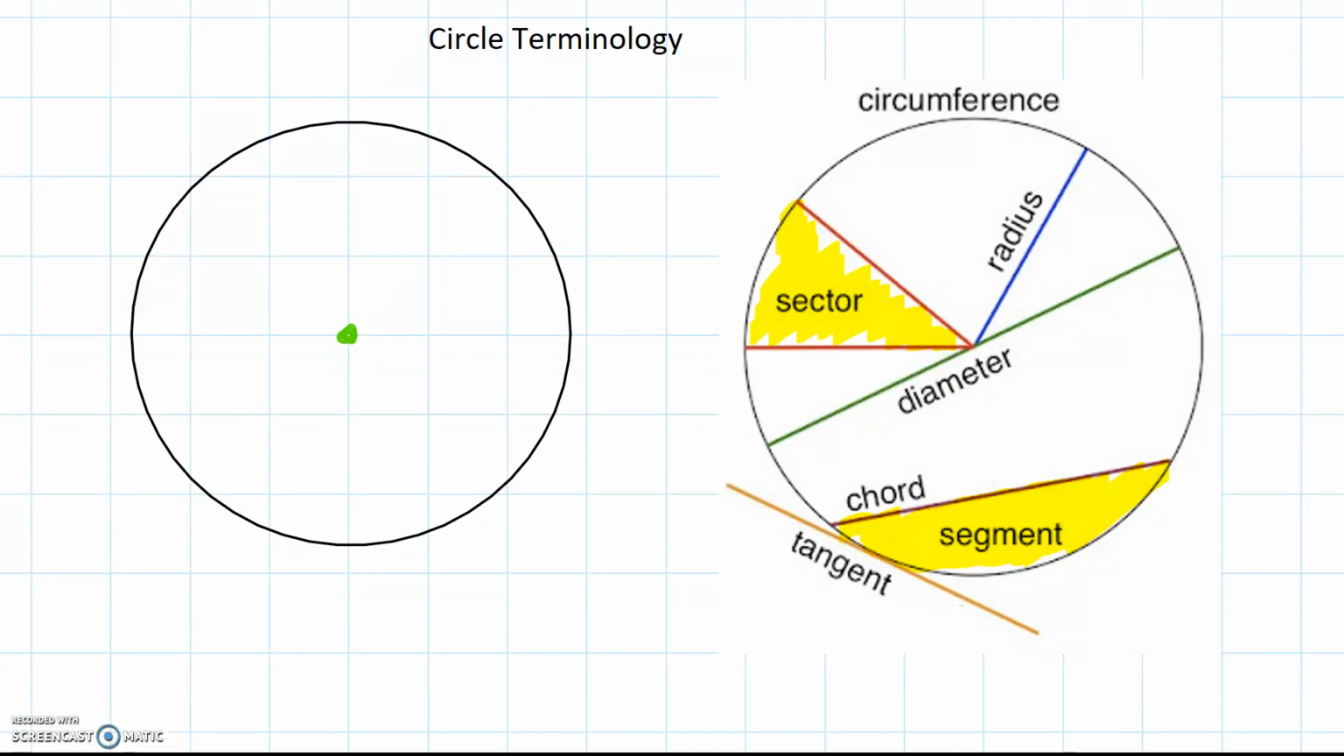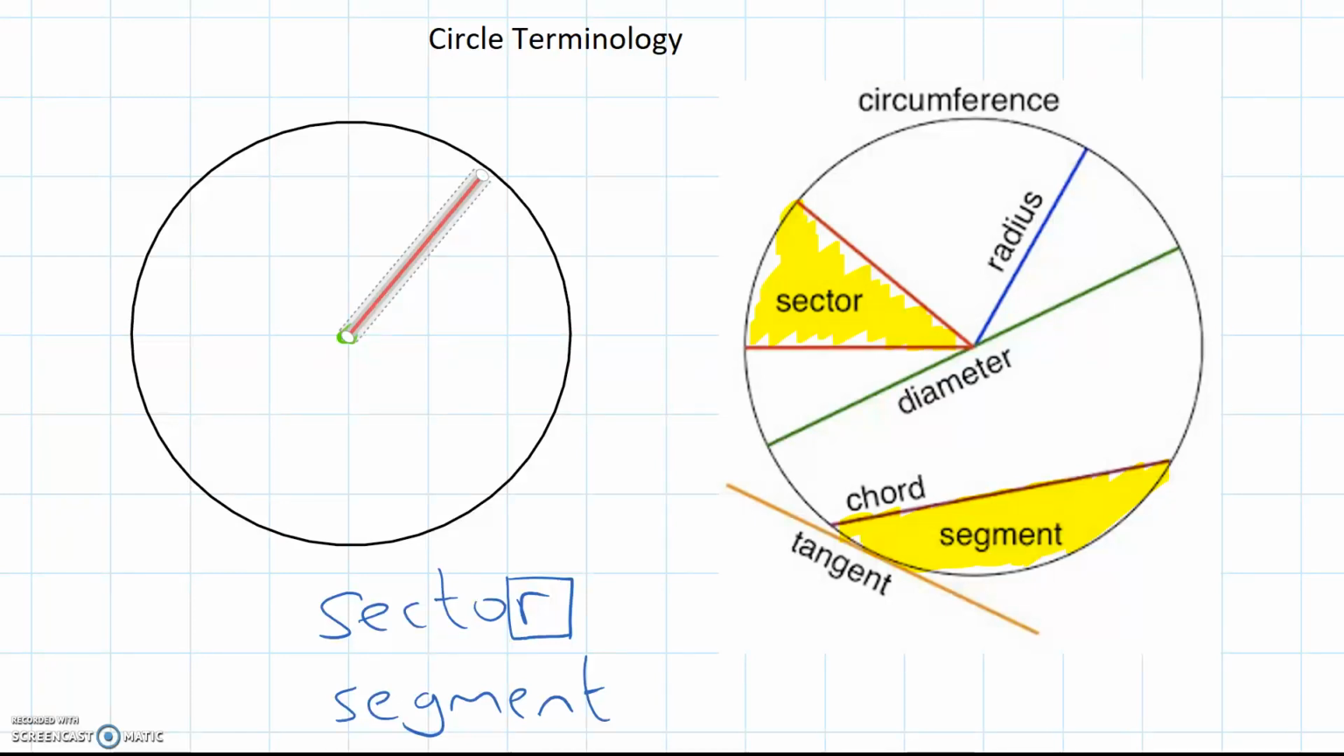Well, I noticed that the word sector has an R in it. And the word segment doesn't. Okay, so what? Sector. What did we do to draw a sector? Well, sector was the one that we needed radius. It was that area there. Okay, so the sector is the one that we need two radiuses, radii, to draw. Okay, and that's a nice way to remember them.